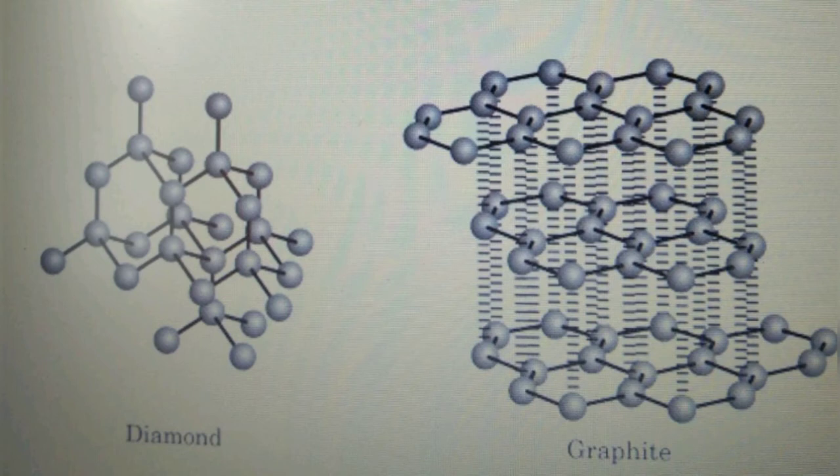As you can see in this figure, graphite has only a 2D hexagonal structure, and therefore it is not hard like diamond. The sheets of graphite are held together by only weak London forces.